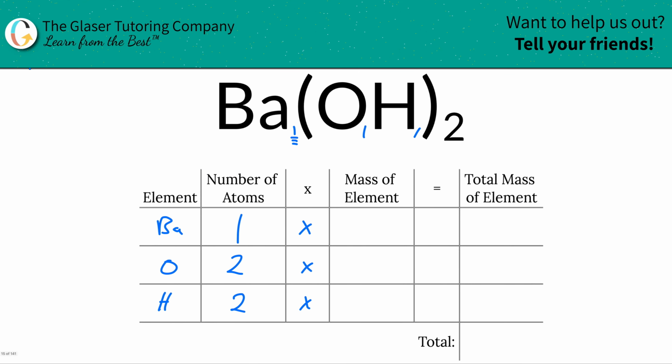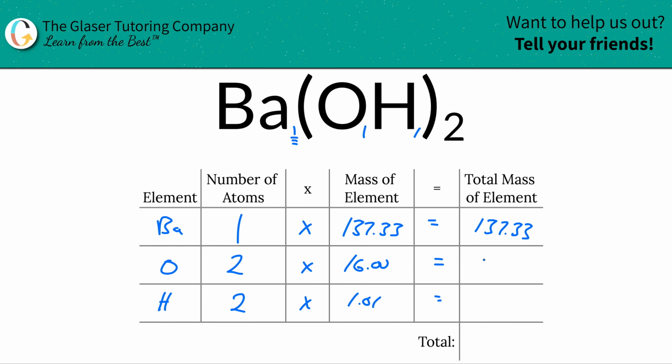So let's write that in. So 137.33 for barium. Oxygen was about 16, and then hydrogen is about 1.01. Now all we need to do is multiply the rows to find the total mass of the element in the compound, right? So the total mass of barium in the compound is 137.33.